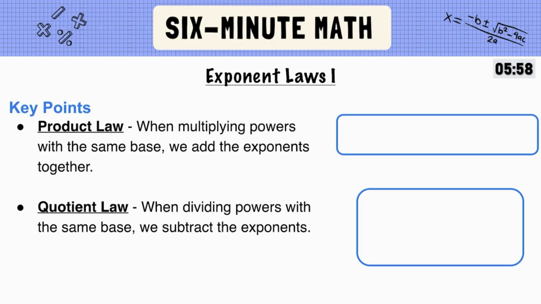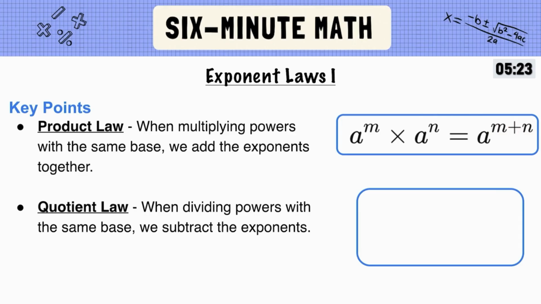Our key points for discussing today's exponent laws are to understand that both the product law and the quotient law require our powers to have the same base. That will be very important. When I am multiplying powers with the same base, I'm going to add the exponents together. If I have an example here of a to the power of m times a to the power of n, my base is a, and I can add those exponents together.